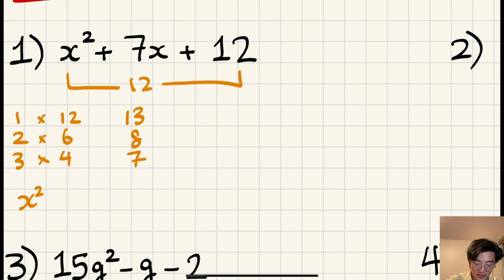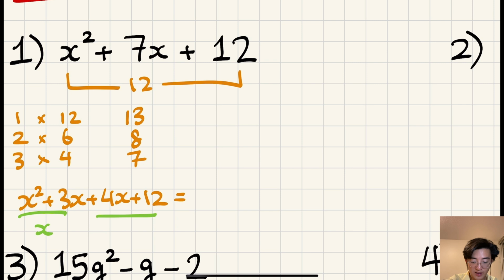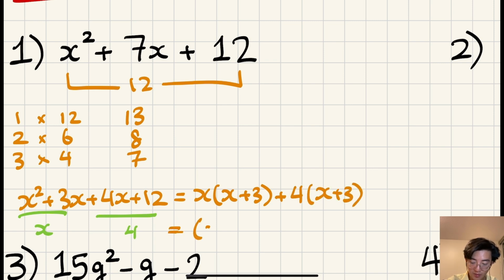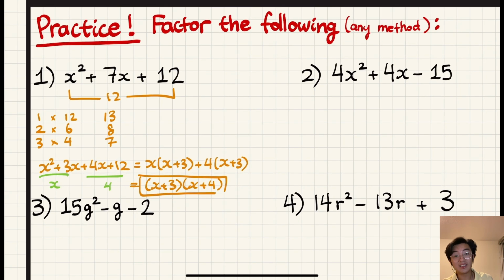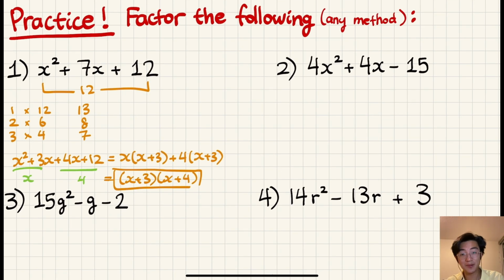So it becomes x squared plus 3x plus 4x plus 12. From there, we can factor out an x and factor out a 4. So we have x times (x plus 3) plus 4 times (x plus 3), which gets us (x plus 3) times (x plus 4). All right, there we go. That's the decomposition method.